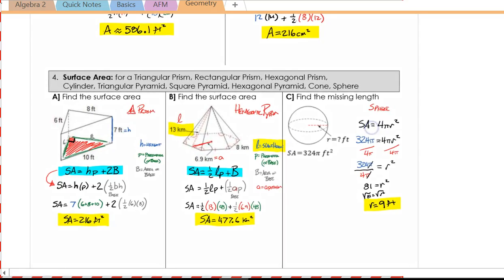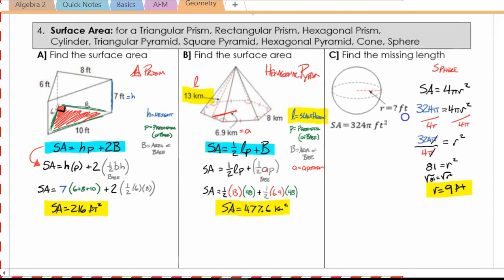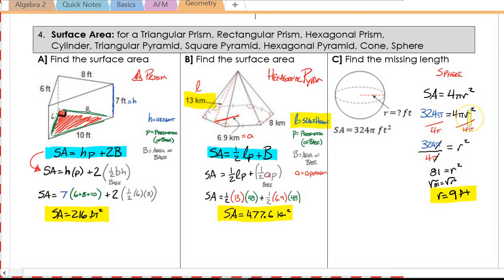So once again, we're still using the surface area formula, getting it off of our formula sheet, except here instead of substituting in the known values, we're substituting in what the actual surface area is and any other given dimensions, and solving for the missing length, in this case, the radius.